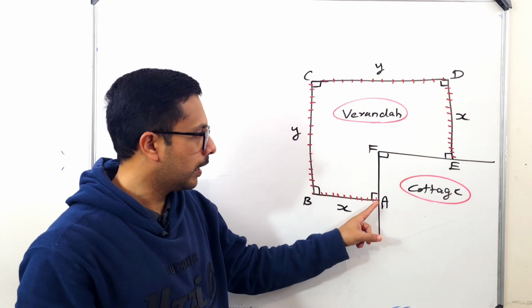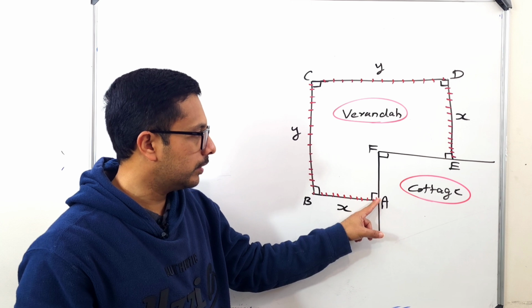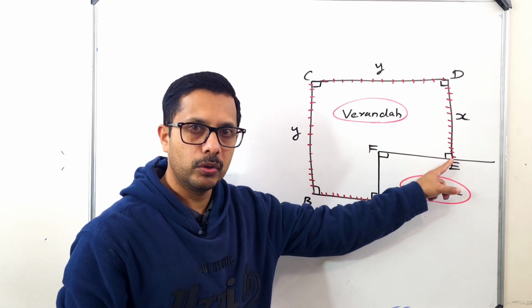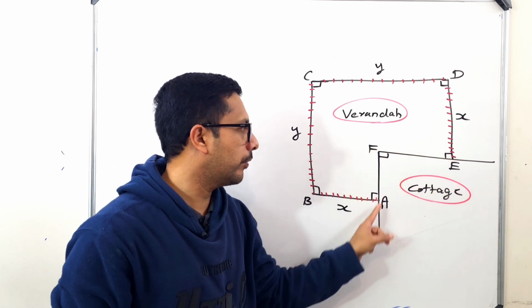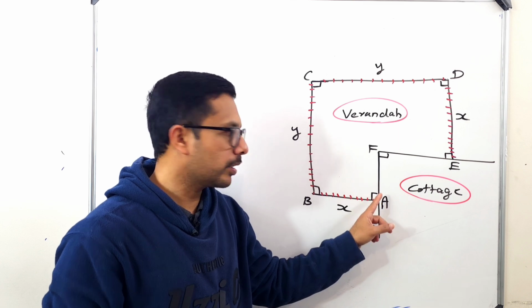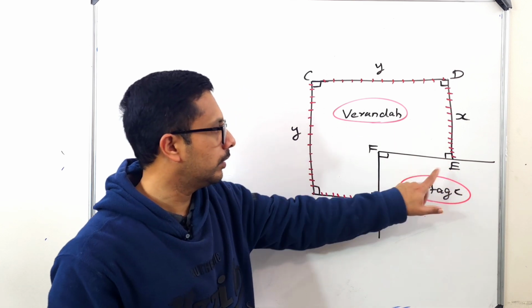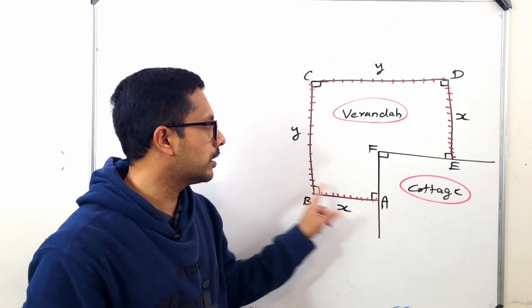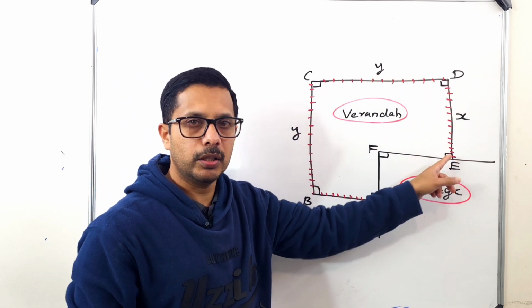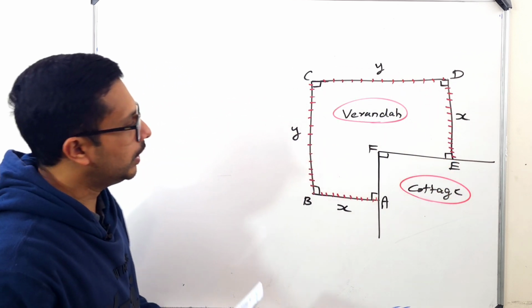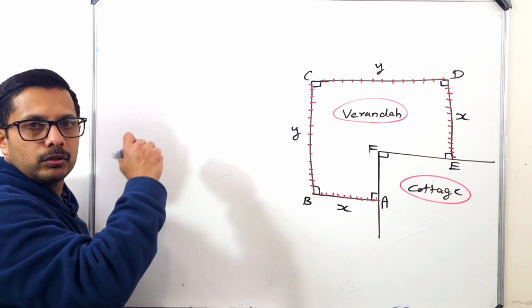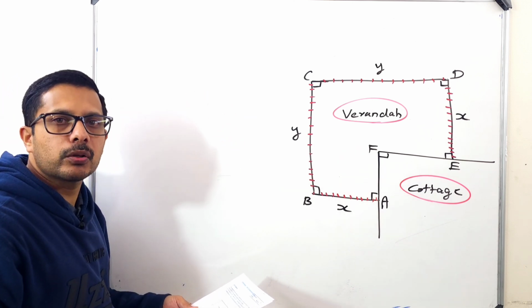Don't misunderstand that this is also a part of the railing. No. What is this part, FE and FA? That is a part of the cottage. So this is the building part. This one and this one is a building part, but this is the veranda part, and the railing. So the total length of the railing is 30 meters. That is a good clue.